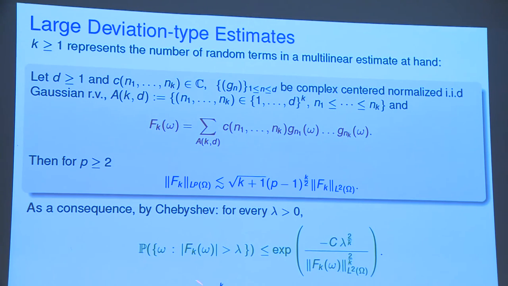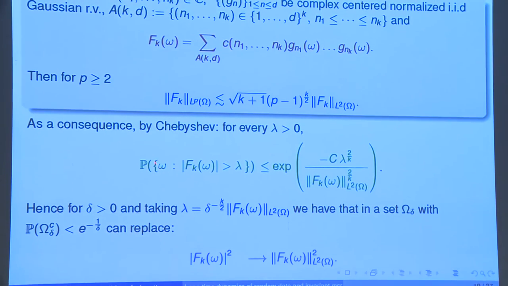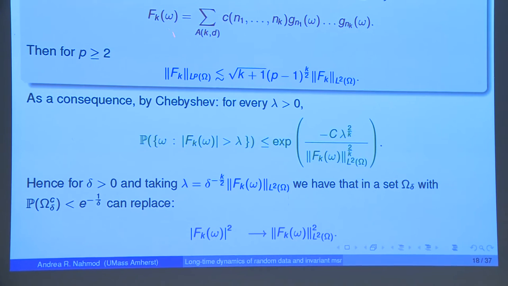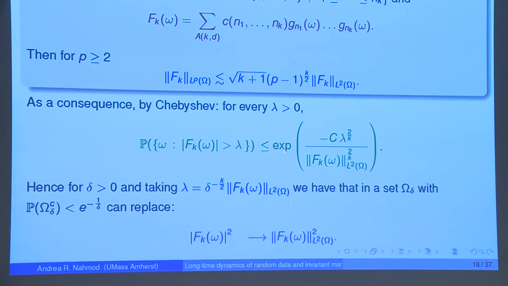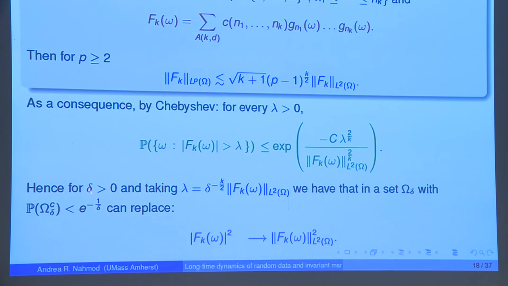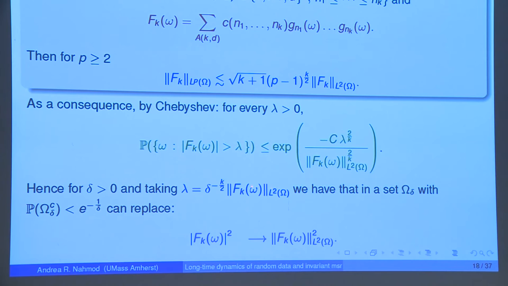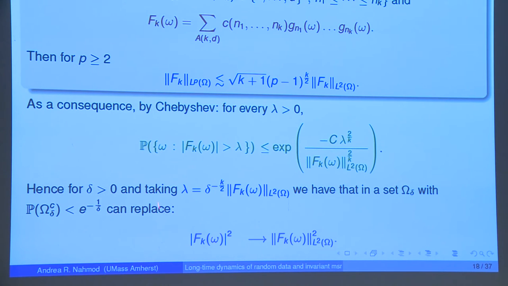And what's the point of this? The point is that, by Chebyshev, the set where the absolute value of this function is bigger than lambda decays exponentially. So take any delta, and take lambda to be delta to the minus k over 2 times the L2 norm, and put it here. That tells you there exists a set omega, which is the complement of this set, and the probability of the complement of omega is the probability of this, which gives you that.